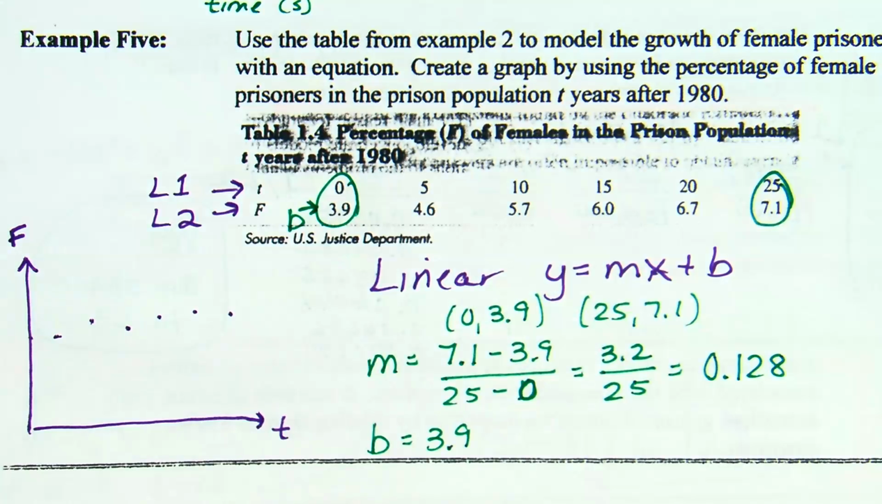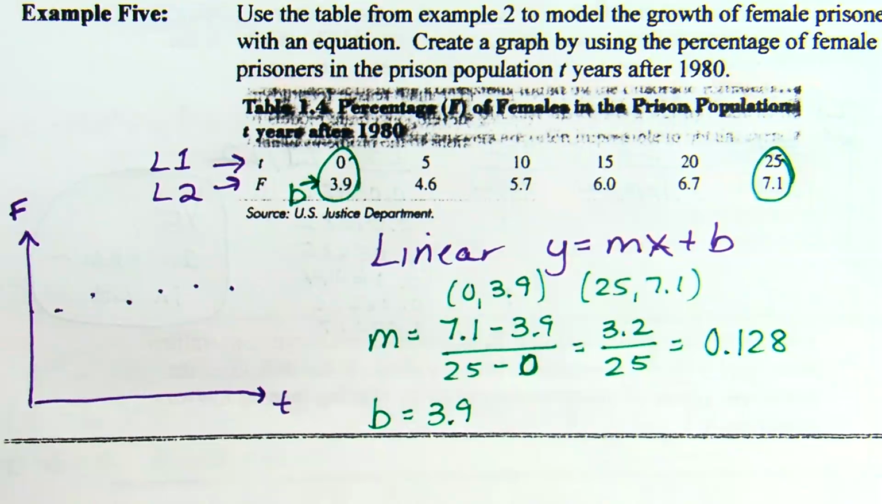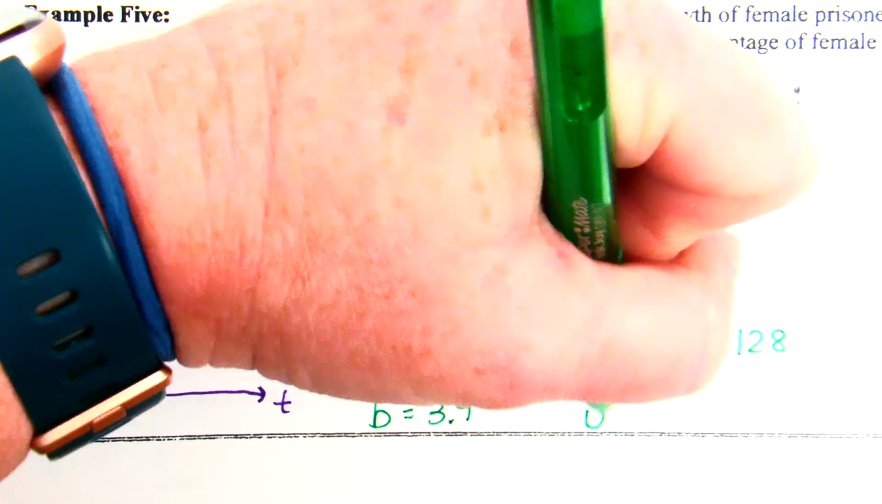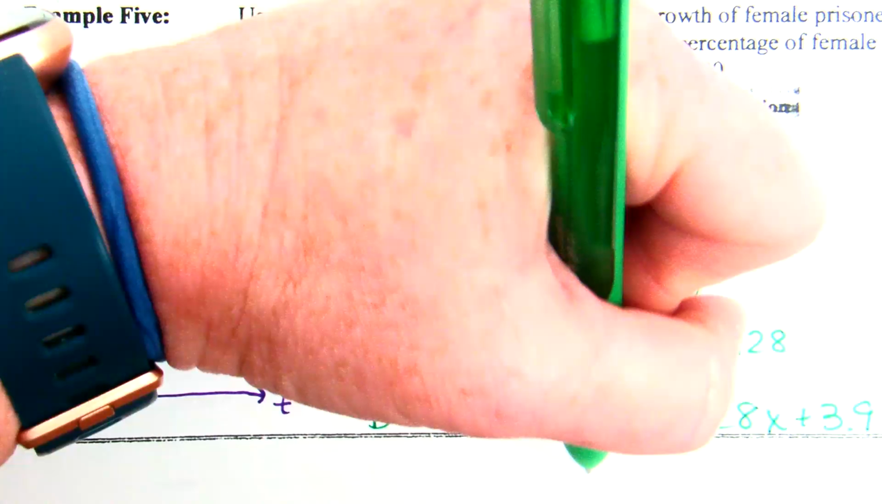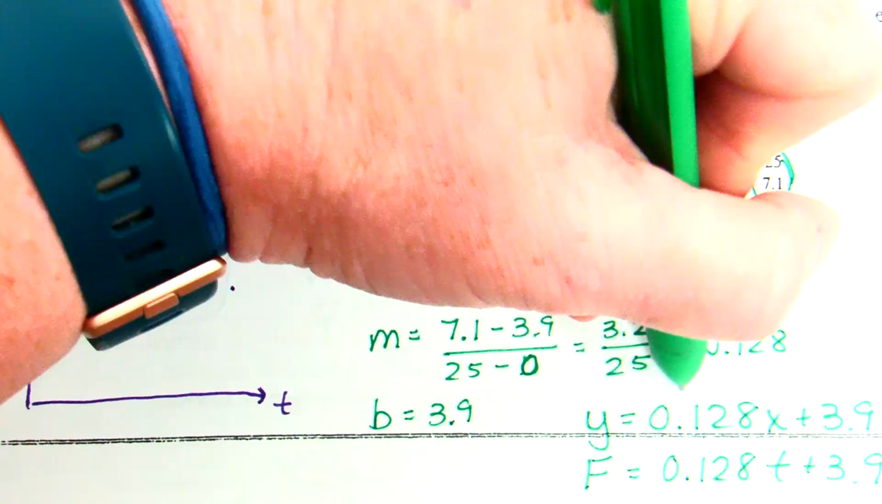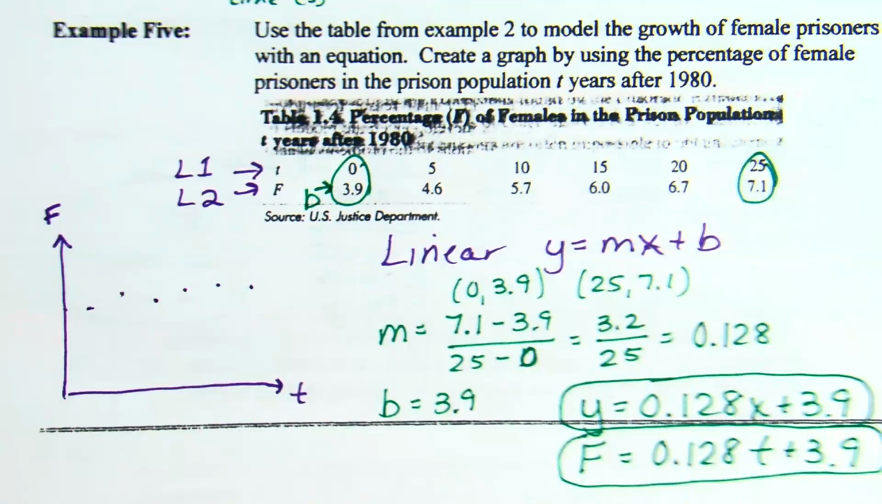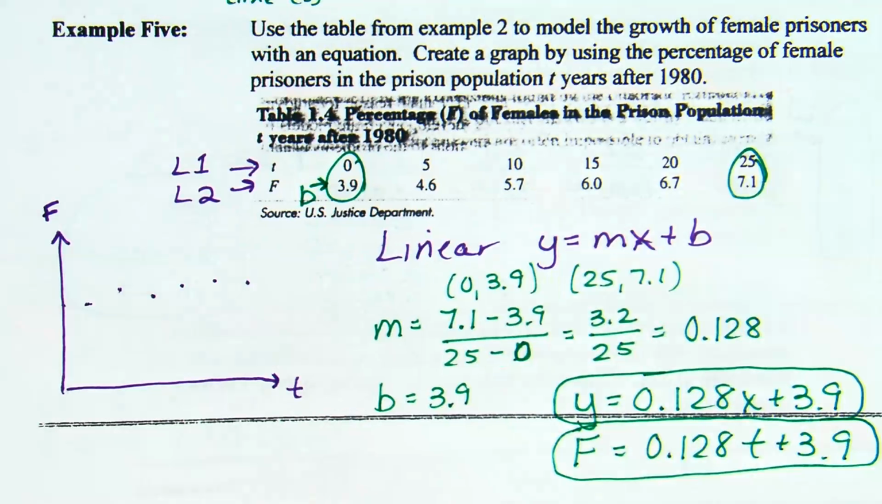We already talked about the fact that b is 3.9. So what is our equation? You can either say y equals 0.128x plus 3.9, or if you want to go in terms of f and t, it's f equals 0.128t plus 3.9. Okay, I'm flexible there. To me, I don't want us to get hung up on the variables.